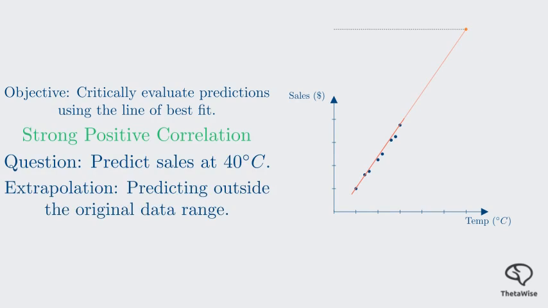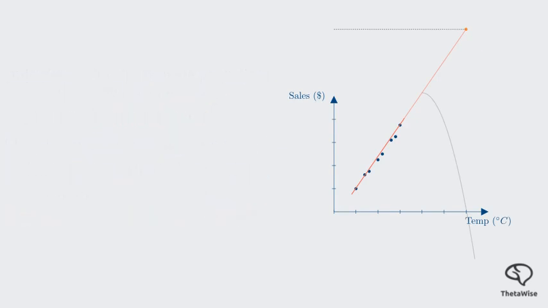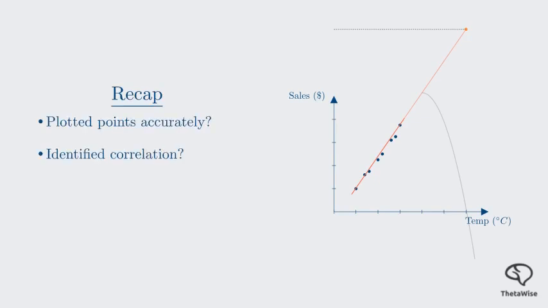In an exam, you might be asked if this prediction is reliable. The answer is often no. We don't know if the trend continues. For instance, at 40 degrees, it might be so hot that people stay inside, and sales could actually drop. Always check the range of your data before trusting a prediction. You are now ready to tackle scatter graph questions in your IGCSE exams.